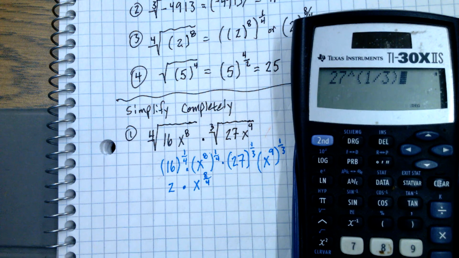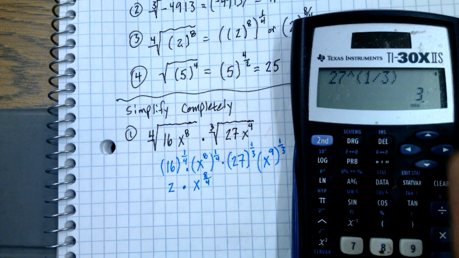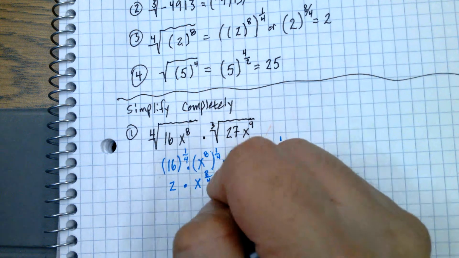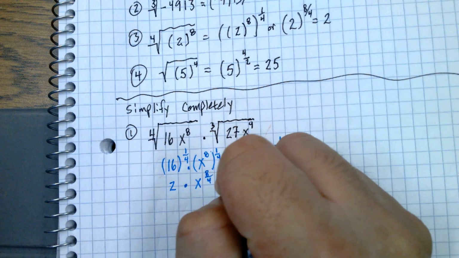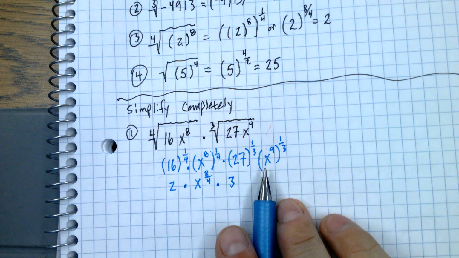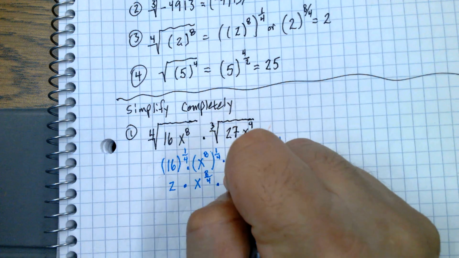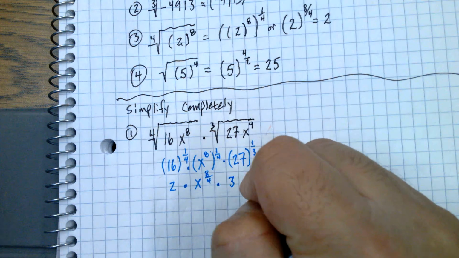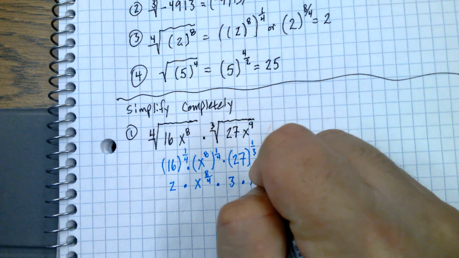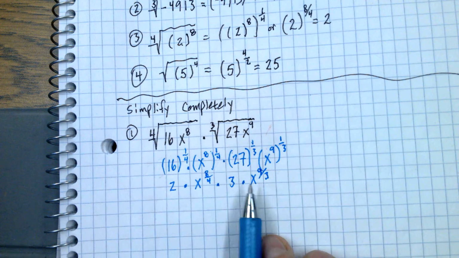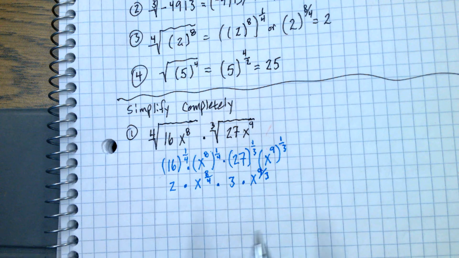27 to the 1/3. That's 3. Okay. And then simplify x to the 9th to the 1/3. That's going to be x to the 9/3. X to the 9/3. Okay.